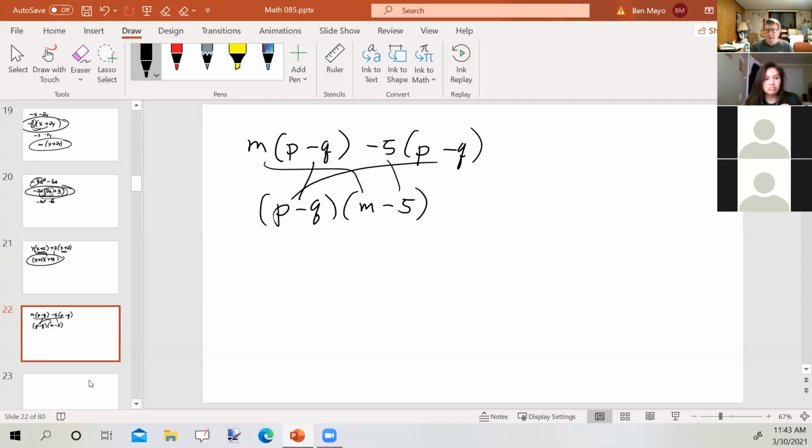Any questions about that? I have a quick question. Does it matter if it's parentheses m minus 5 and then p minus q, or does it have to be p minus q first? Okay, let me ask you this.